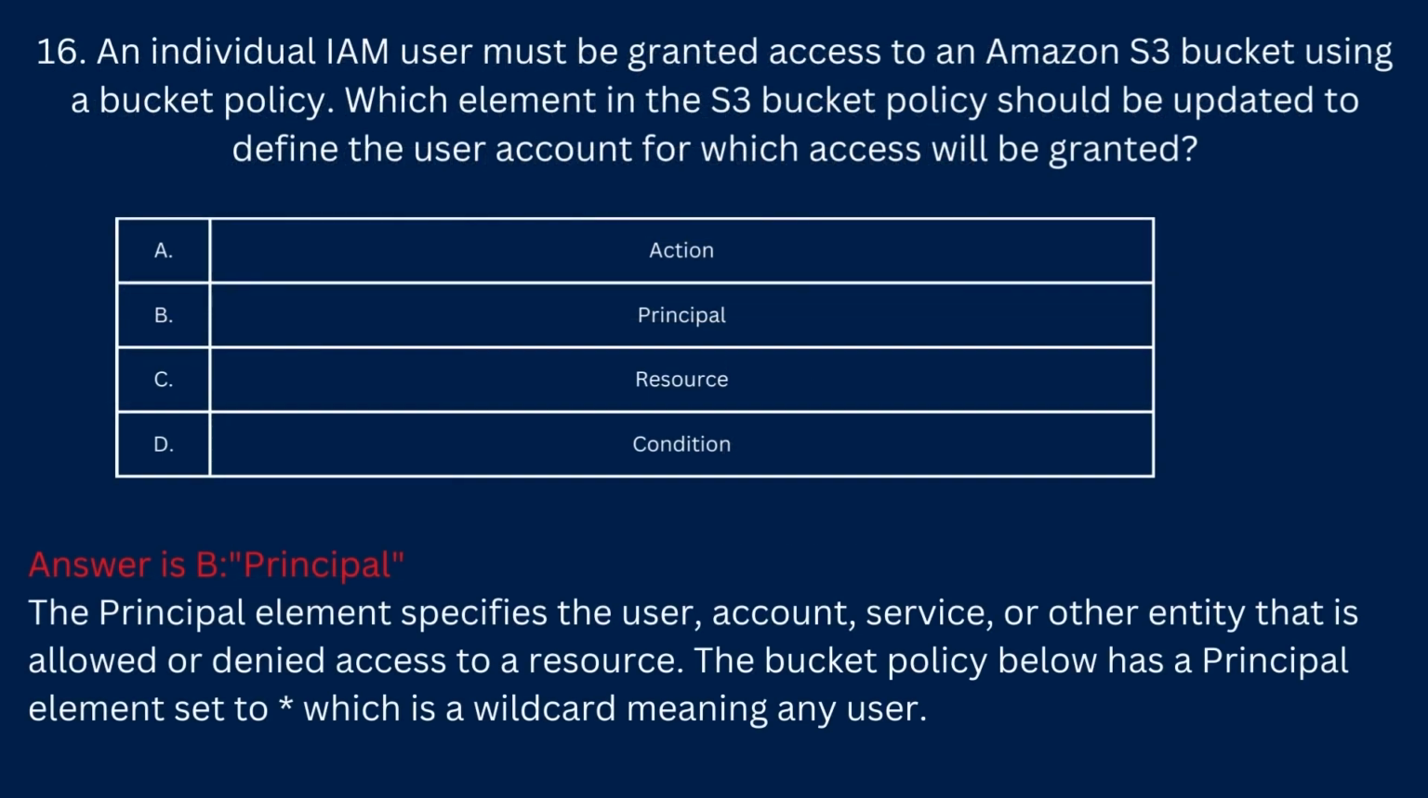The correct answer is B. Principal. Explanation. The principal element specifies the user, account, service, or other entity that is allowed or denied access to a resource. The bucket policy below has a principal element set to asterisk, which is a wildcard meaning any user. To grant access to a specific IAM user, the following format can be used.